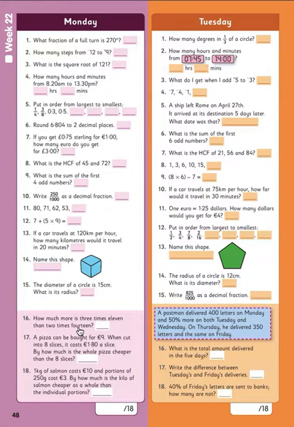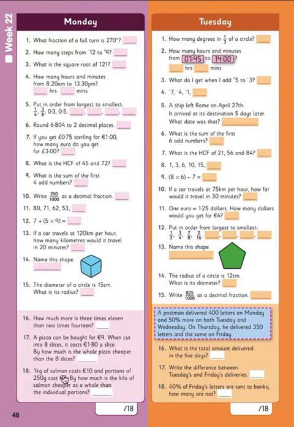How much more is 3 times 11 than 2 times 14? So you're doing 2 multiplication sums and seeing the difference. A pizza can be bought for €9. When cut into 8 slices, it costs $1.80 a slice. By how much is the whole pizza cheaper than the 8 slices? So you work out the price for 8 slices and then see the difference.